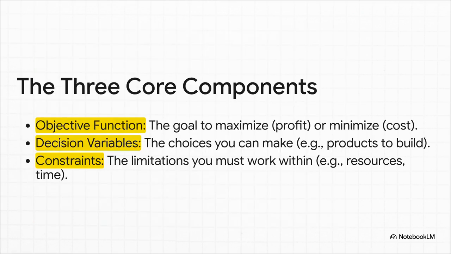And here's what's so cool about this. Every single one of these problems, I don't care how mind-bogglingly complex it is, it's all built from just these three simple parts. You've got your objective function. That's just what you're aiming for. Then you have the decision variables. Those are the levers you can actually pull, the choices you can make. And finally, you have the constraints. Those are the rules of the game, the limits you have to play within. That's it. Your goal, your choices, and your limits.